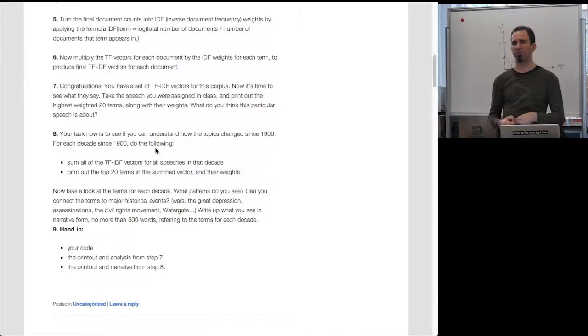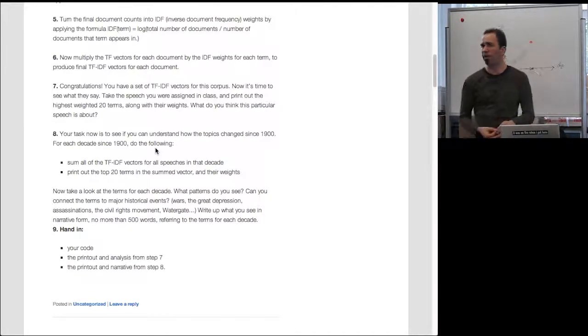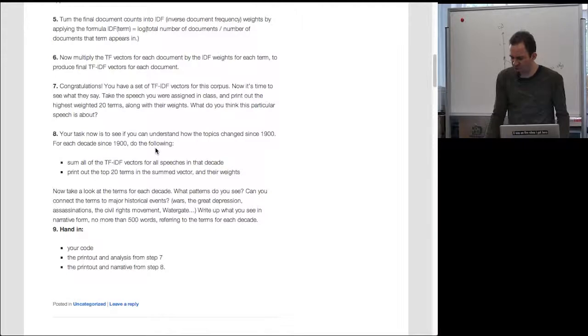And then I want you to write in words, about 500 words, a little story about how the topics have changed and maybe why. You know, do you see patterns? Are presidents talking more about one thing now than they were 100 years ago? Did they talk about the war? Did they talk about the Depression? To try to fit this to historical context. One of the big difficulties with text analysis is that we have a lot of algorithms. We're not really sure what they mean. It seems like you can tell what a document is about by looking at TF-IDF scores.